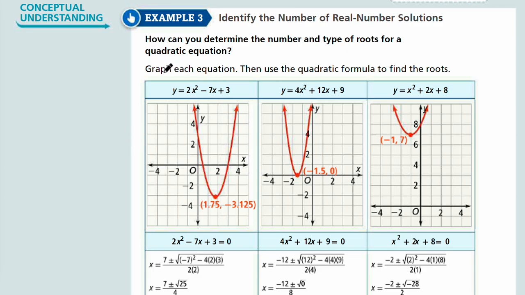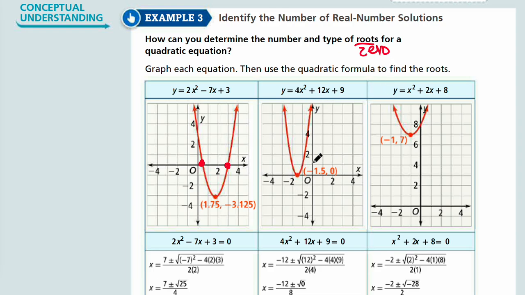So first of all, we're going to have three different examples. We're going to graph each equation and use the quadratic formula to find the roots. So if you graph the first equation, we have a vertex at 1.75 comma negative 3.125, and we have two zeros, which means we have two roots and two solutions, two real solutions.